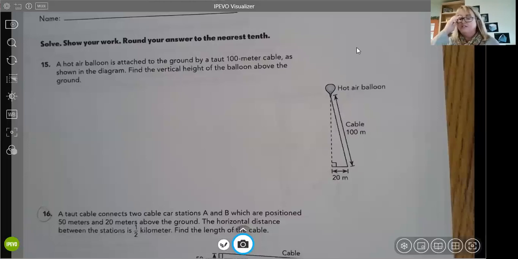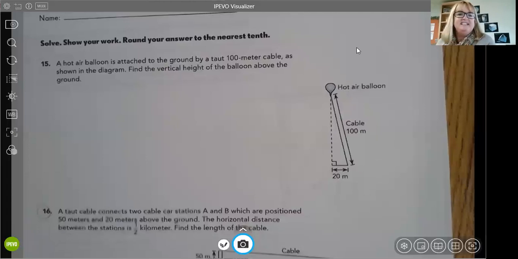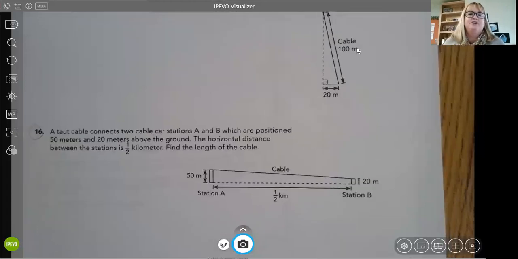I want to start on page 4 with number 16. Number 16 says, a taut cable connects two cable car stations A and B, which are positioned 50 meters and 20 meters above the ground. The horizontal distance between the stations is 1/2 kilometer. Find the length of the cable.